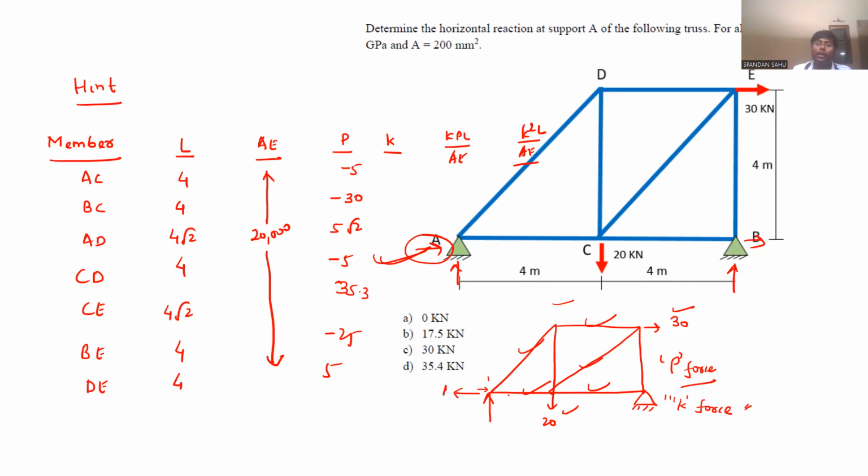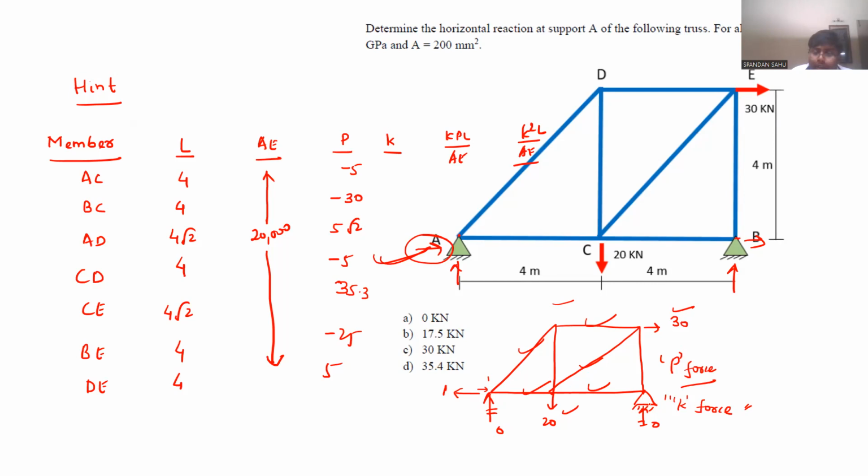So when you take moment about any of these supports, A or B joint, you will get these reactions as 0 under this unit horizontal load. When you are considering the unit horizontal load, make sure you have removed the external loads. Because if you take the external load into consideration, your entire calculation will be wrong. Everything will be a blunder. This is 0.